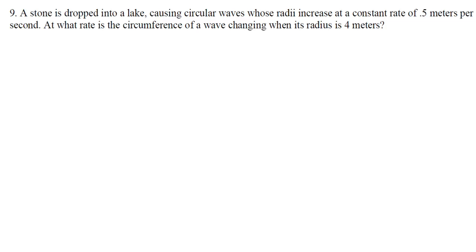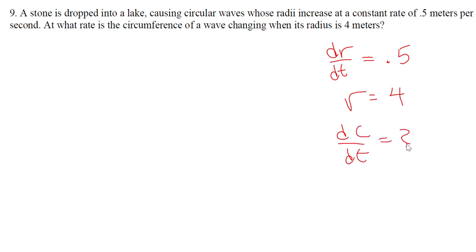And our last one here, we've got a stone that's being dropped into a lake, causing circular waves. The radii are increasing at a constant rate of 0.5 meters per second. So dr dt, the rate of change of the radius, is 0.5 meters per second. We want to know at what rate is the circumference changing when the radius is 4. So we want dC dt. This is actually going to be our easiest question here.